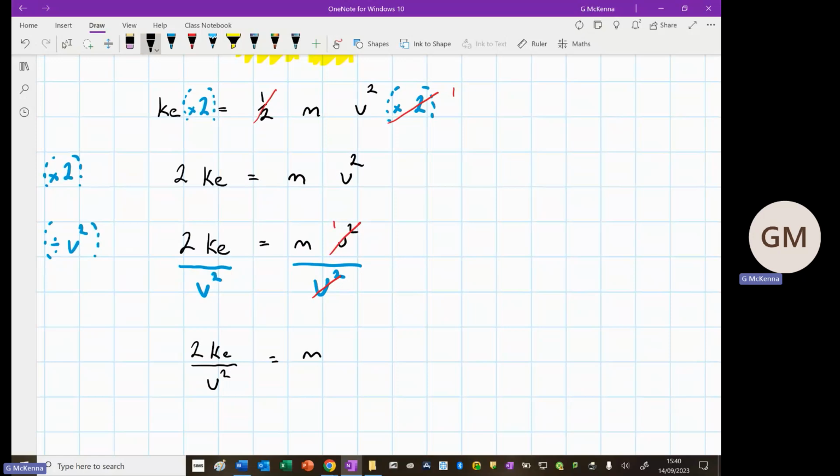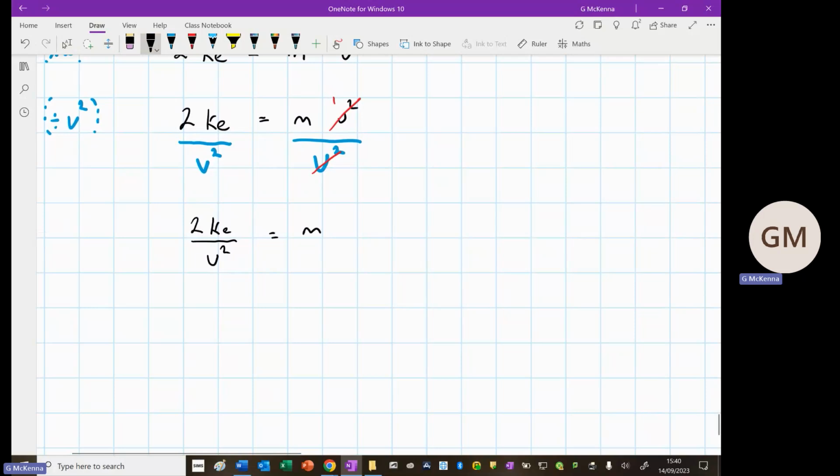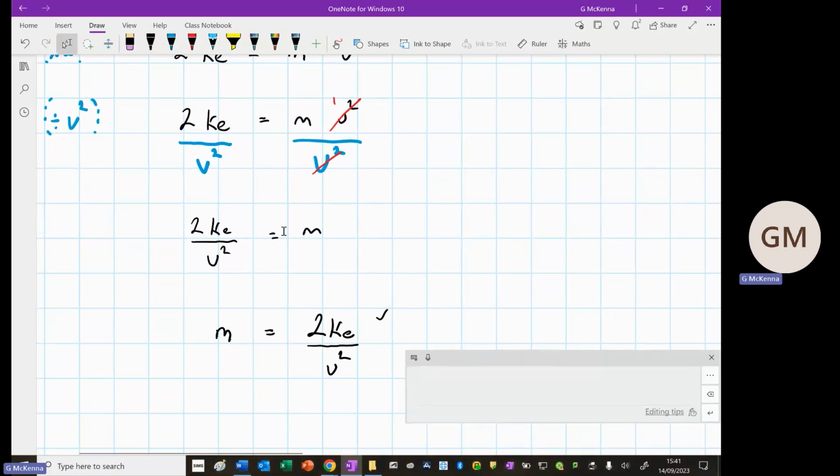And we have rearranged and expressed m, but why not just put the m on the left hand side? So your mass is equal to 2 times your kinetic energy divided by the value of v squared. And that's it. You can then sub in your numbers for kinetic energy in joules, velocity in meters per second. And of course, you'll then get your mass out in kilograms.